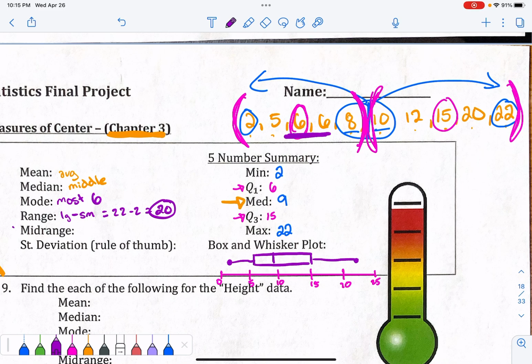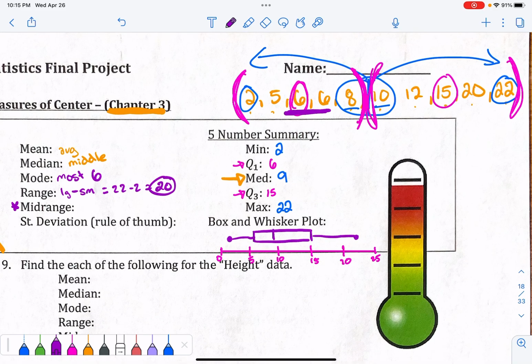Mid-range is one that people forget all the time because they don't remember what it was, so I'm going to put a little star by it. Mid-range is Q3 minus Q1, or in other words, it's the length of the box. Box length. So it's like, how wide is this little box right here? Since Q3 is 15 and Q1 is 6, I'm trying to find the distance of that box. So 15 minus 6, which is 9. That's going to be my mid-range. It's the range of your middle, basically, Q1 to Q3.